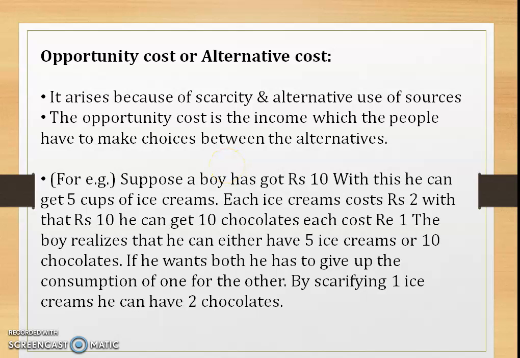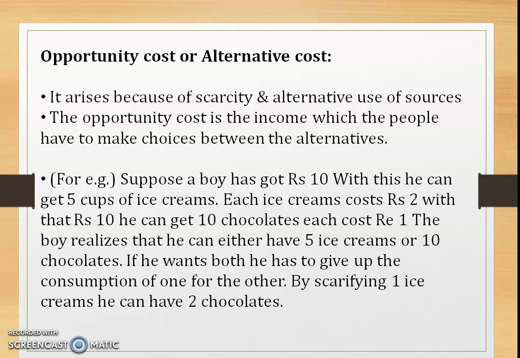So first let's see the opportunity cost or the alternative cost. The alternative cost or the opportunity cost is also called transfer cost. It is the next best cost. It arises because of the scarcity and alternate use of resources. The opportunity cost is the income which the people have to forgo when they make choices between the alternatives, because of scarcity. Right? So let me just cite an example here.